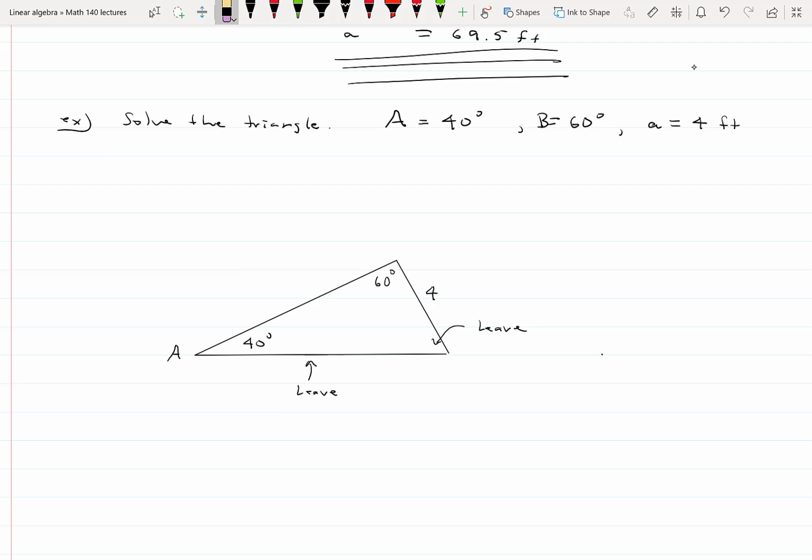Okay. So the next thing to do is to determine which case we have, because sometimes we're not going to use the law of sines. Sometimes we'll use the law of cosines. This is the case where we're given a side, an angle, and an angle, and the side is not between the 2 angles. So this automatically tells us that we're going to use the law of sines.